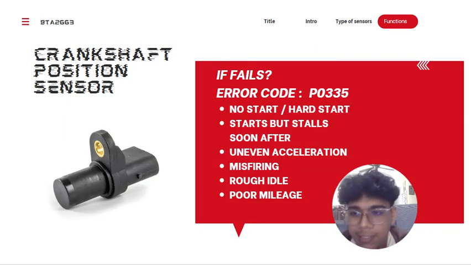So what are the effects if your crankshaft position sensor fails? It will appear as a code P0335, with failure to start or a hard-starting engine. It can start but stall soon after and have uneven acceleration. Your engine can also misfire and have a rough idle, which also leads to poor mileage.